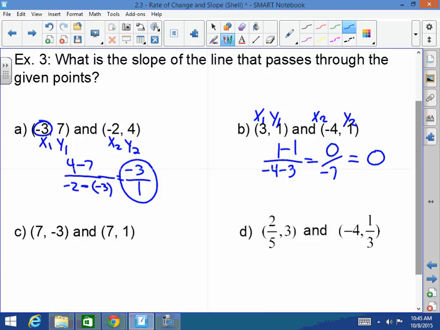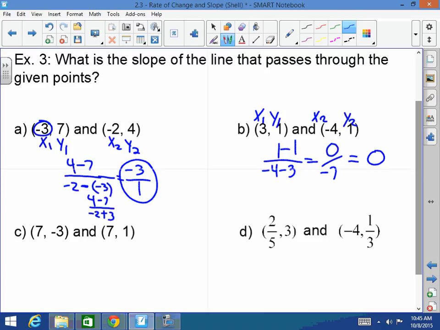Yes, 2 negatives do turn into a positive, sir. That's why you go 4 minus 7 over negative 2 plus 3. And 4 minus 7 is negative 3. And negative 2 plus 3 is 1. Thank you for verifying, sir. That's what we do to learn.